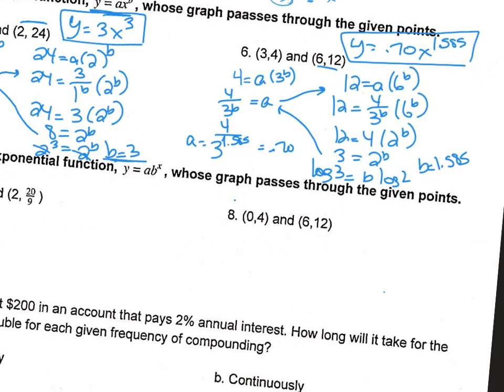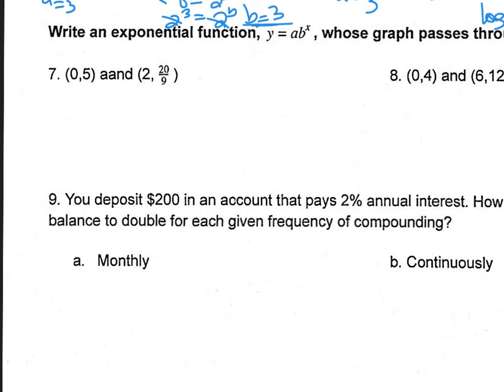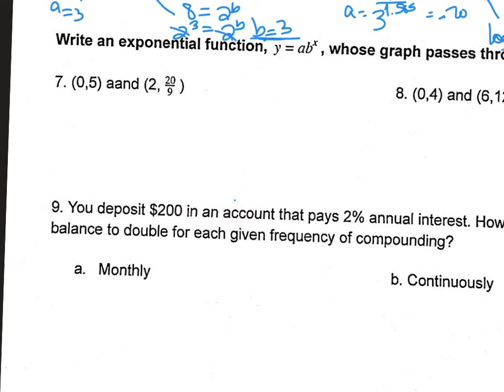5 and 6. Let's go to 7 and 8. 7, they give you some great points here for 7 and 8, mainly because of the 0. This 0 in 7 and 8 is going to make your life pretty, well, a lot easier. Using this function this time, the exponential function, so I put the 5 in for the Y, A, B, and the 0 for the X.